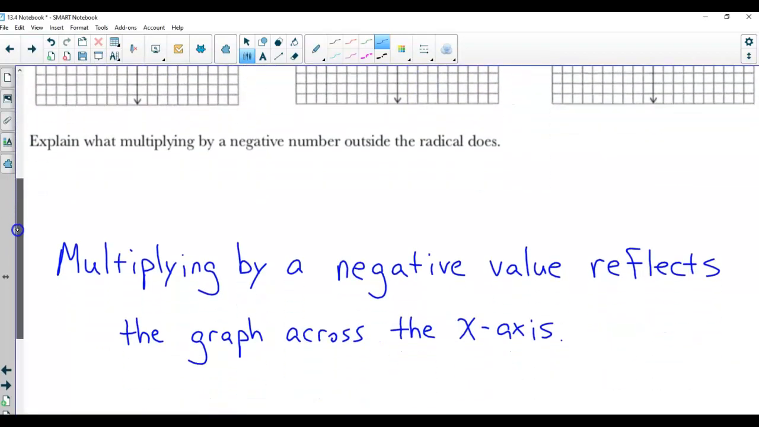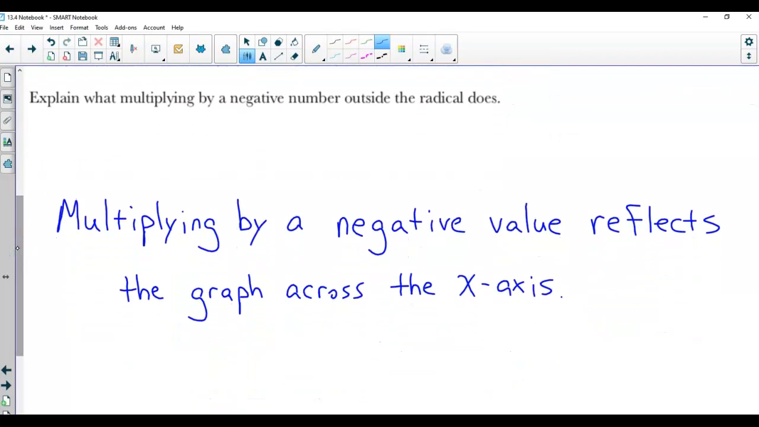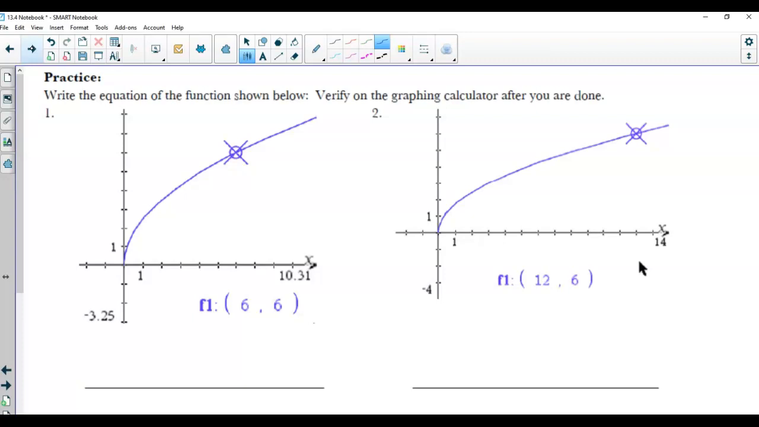Multiplying by a negative value on the outside of the radical reflects the graph across the x-axis is what it does. Okay, and you're going to have some to graph. And I'm going to chuck an example up here really quick, and I'm going to show you what I'm talking about, and then I'm going to finish up the lesson.